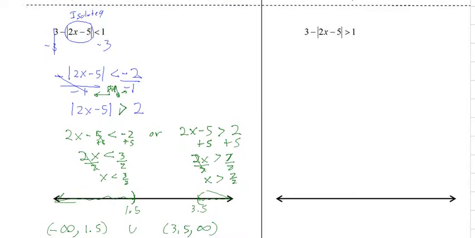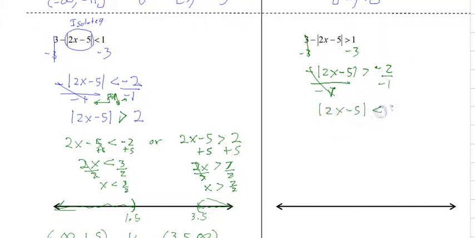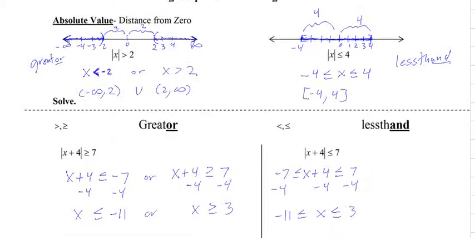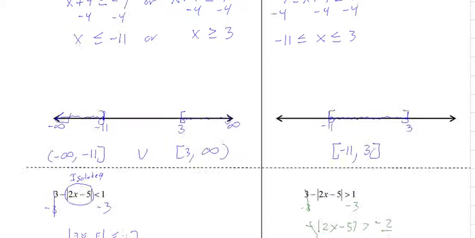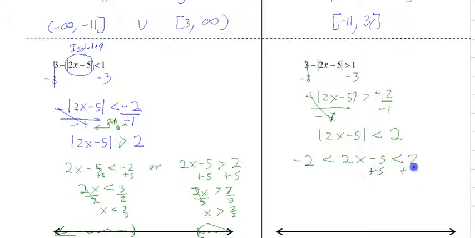Okay, now let's look at this one. This is the and. So when we subtract the 3, divide by the negative 1, we get an and statement. Okay? So that would be from negative 2 to 2. Remember, we want the things that are less than here. So what's in between them? The distance has to be less. Add the 5.